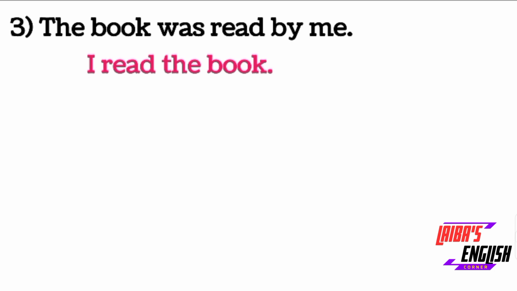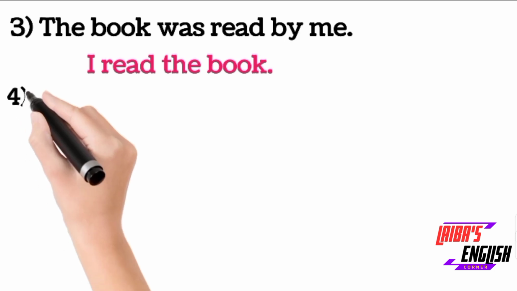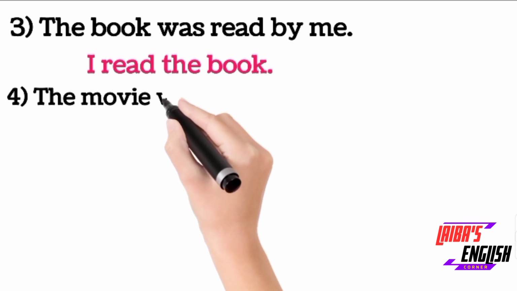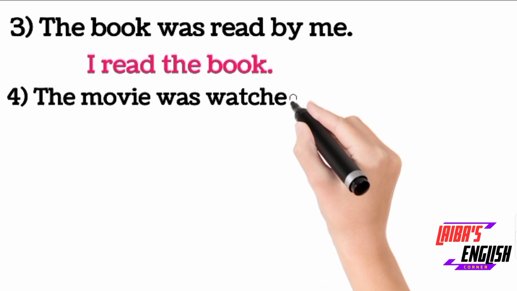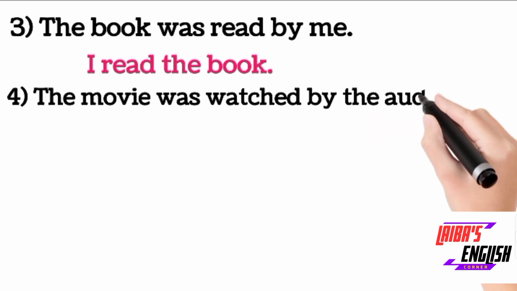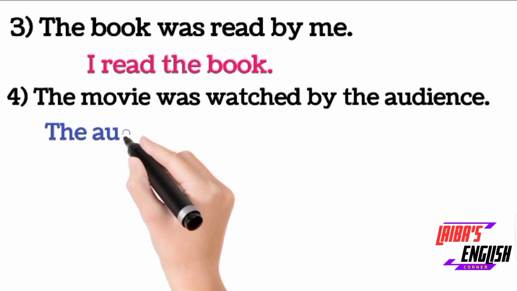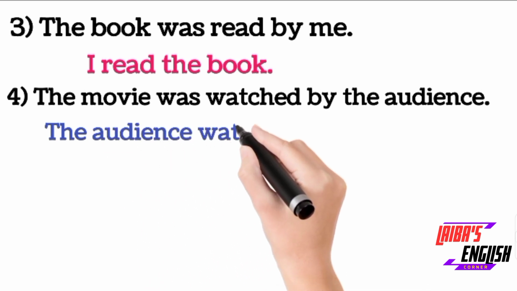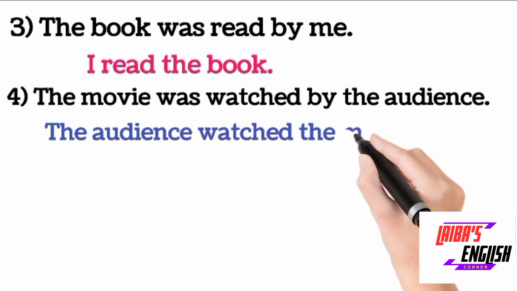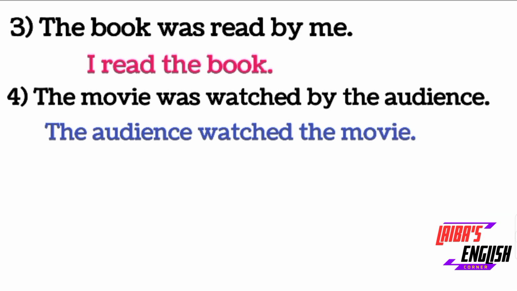Fourth example of changing a passive into active is, the movie was watched by the audience. So here was is used, so it is clear that it is a past tense. Remove by, the audience will be the subject here. So the audience watched, we will use ed because it is a past tense. So the audience watched the movie. I am sure that you are clearing your concept.